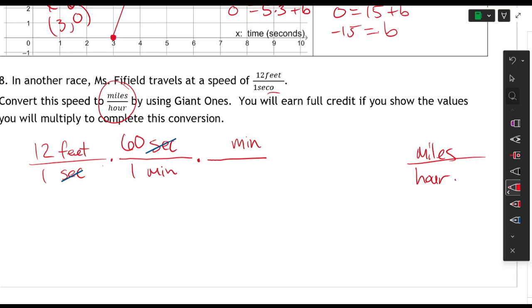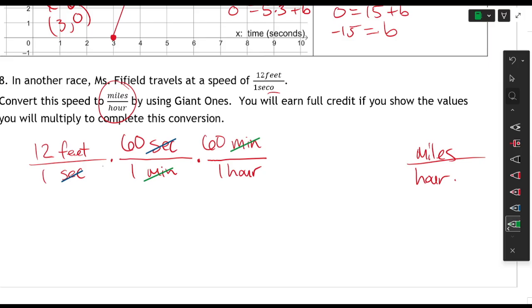And I know a giant 1 that involves our target, hours, and minutes: 60 minutes is the same amount of time as 1 hour. It equals the number 1, so multiplying by it doesn't change anything. Now I can eliminate the units. The minutes are gone with the minutes. And what are we looking at now? We are now looking at our friend, feet per hour.